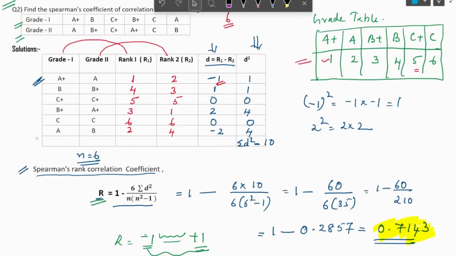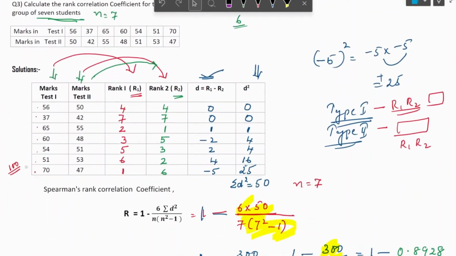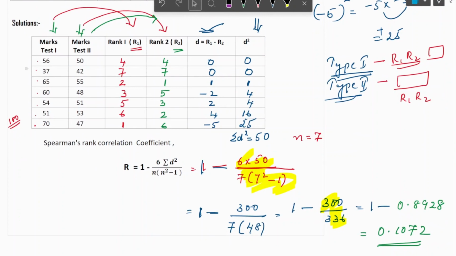Now see here, this formula is for non-repeated rank. That means here the rank is not repeated. Suppose in this question, just imagine the marks, there are 2 students who got 70 and 70. That means one student got first rank with 70, and one more student also got first rank. That means the ranks are repeating. Then how do you calculate? I will discuss it with you in another video: how to calculate the Spearman rank correlation coefficient with repeated ranks.